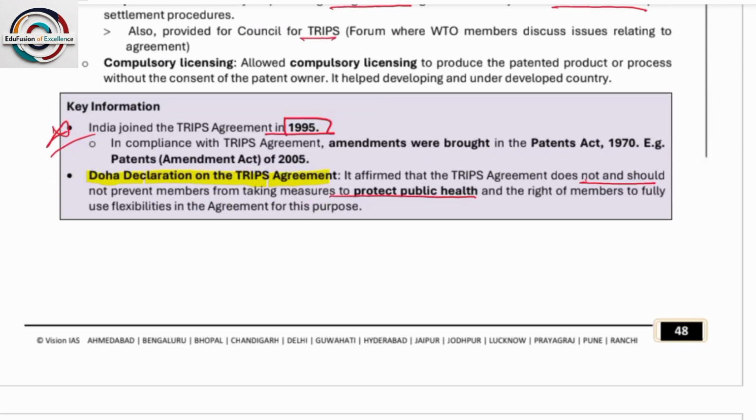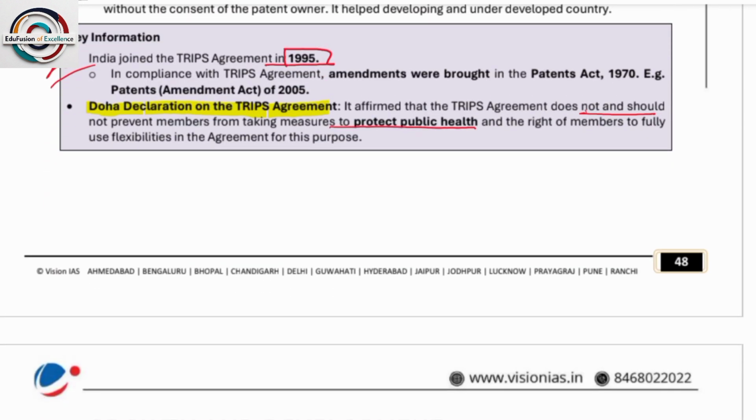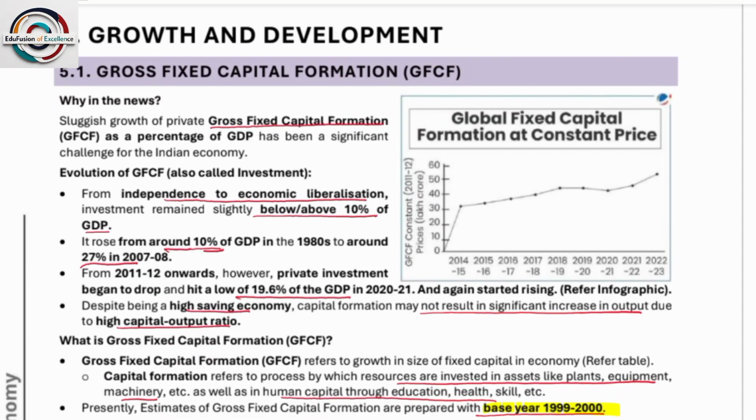So next is key information. For the key information, India joined the treaty in 1995. The Doha Declaration on the TRIPS Agreement affirmed that the TRIPS Agreement does not and should not prevent members from taking measures to protect public health, and the right of members to fully use flexibilities in the agreement for this purpose. So this is growth and development, growth fixed capital formation.